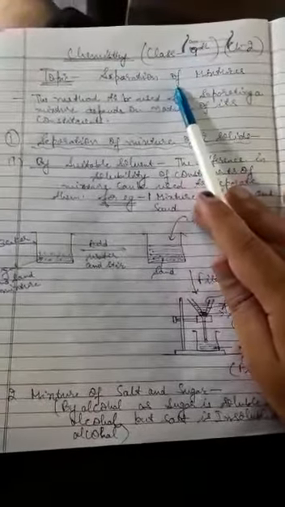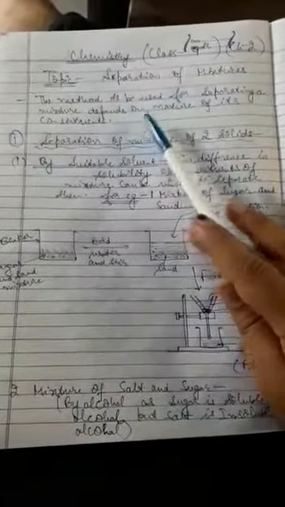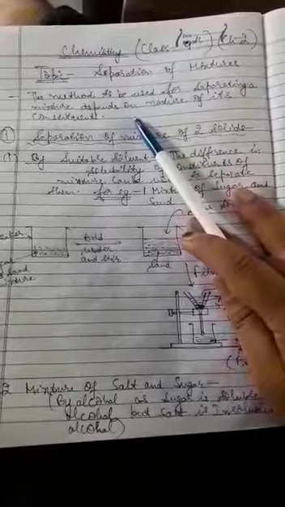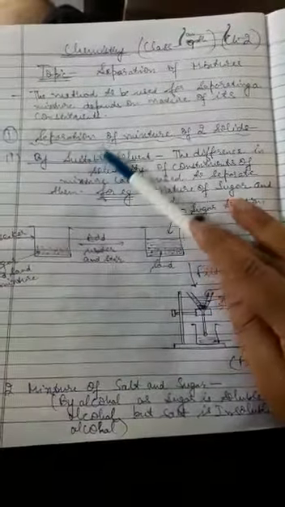Today we discuss the topic separation of mixtures. The method to be used for separating the mixture depends on the nature of its constituents. It means what the components are mixed together to form that particular mixture. First we discuss the separation of a mixture of two solids.